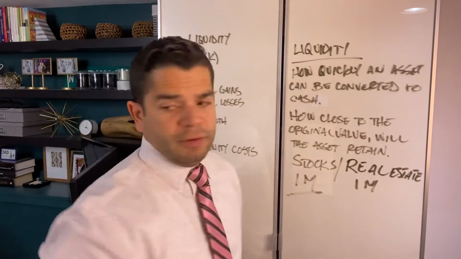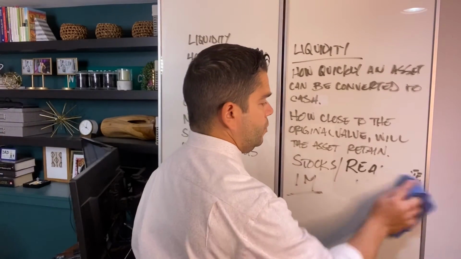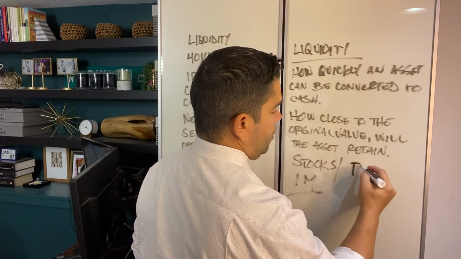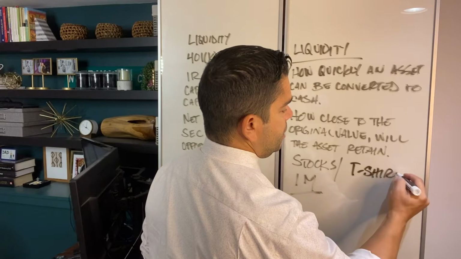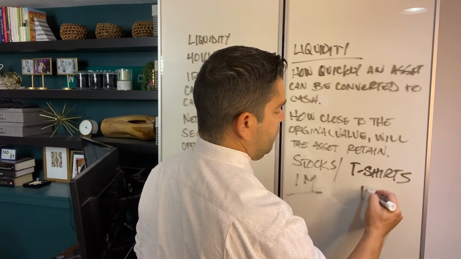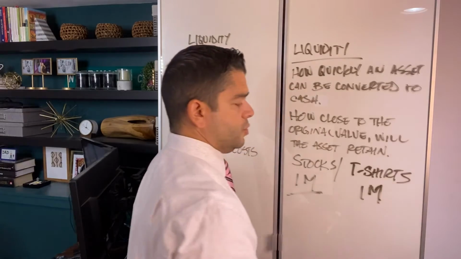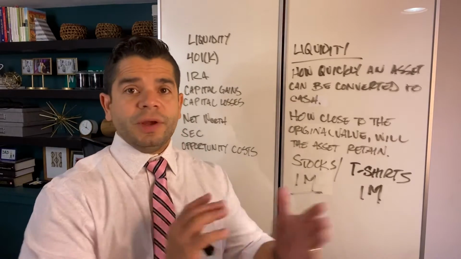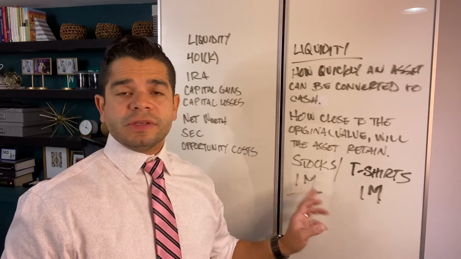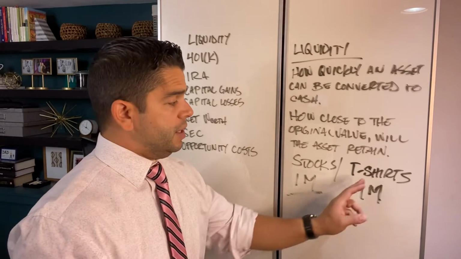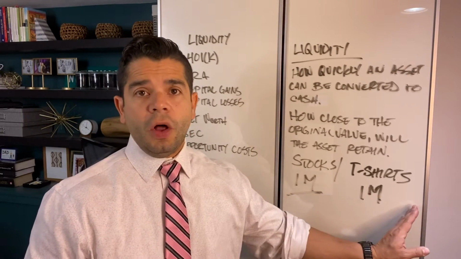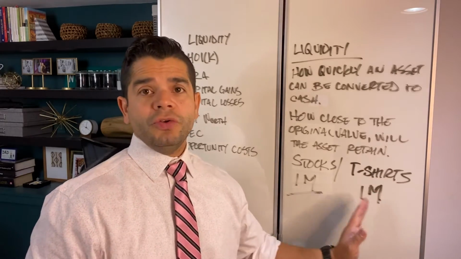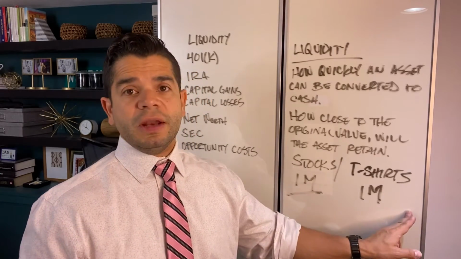Let me give you a different example. $1 million in stocks, or $1 million in t-shirts. So you had an inventory of $1 million worth of t-shirts. Well, how long would it take you to sell all of your t-shirts? In that duration, not as liquid as your stocks. You could sell your stocks very, very quickly. The t-shirts might take you 30 days to sell all million of the shirts, or it might take you 6 months. And in that process, are you going to be able to get $1 million back?